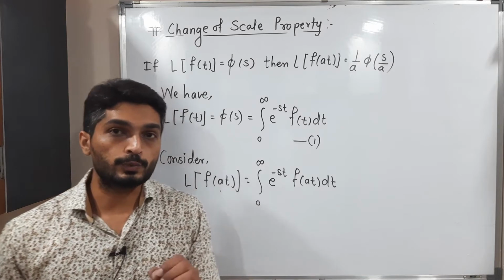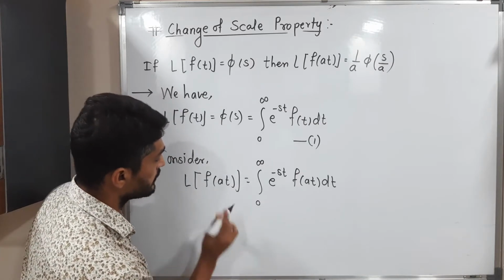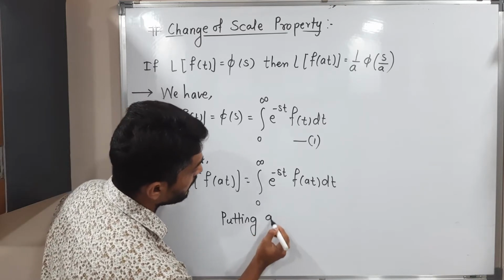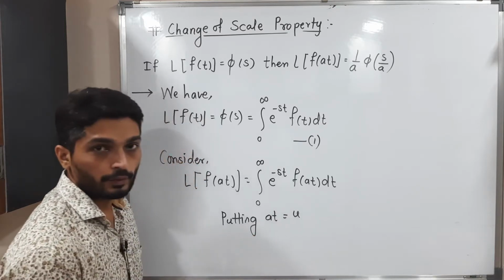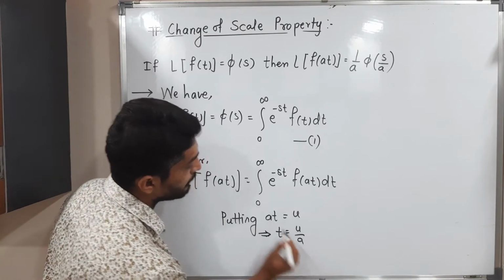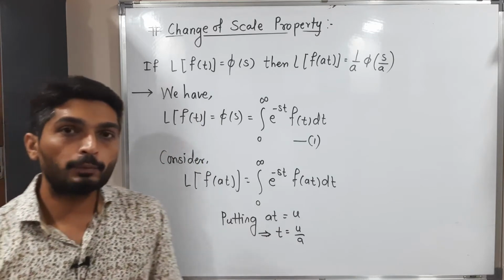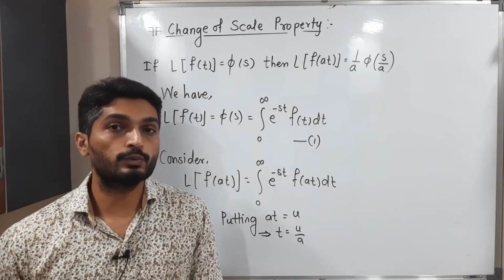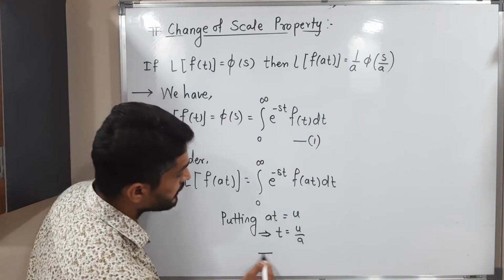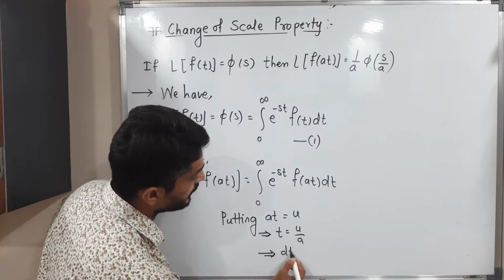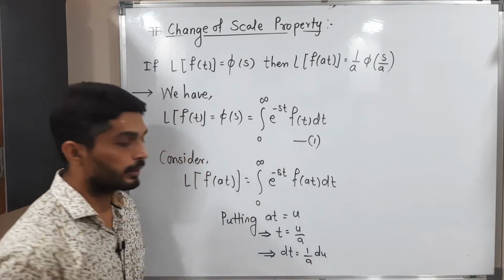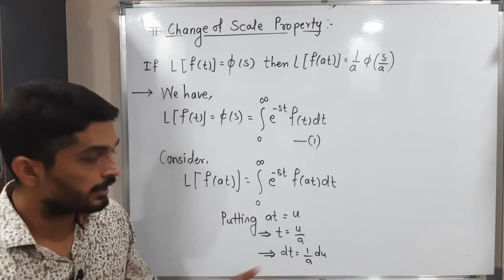After that, I'm going to use one substitution. My substitution is putting at equal to u, right? So this is my substitution. So t is equal to u by a, by shifting a to the other side. When we put any substitution, we take a derivative as well as find new limits. So the same thing I will do here. I will take its derivative. Derivative of t is 1, so I should write dt. Derivative of u by a is 1 by a du. So this is the derivative we found.